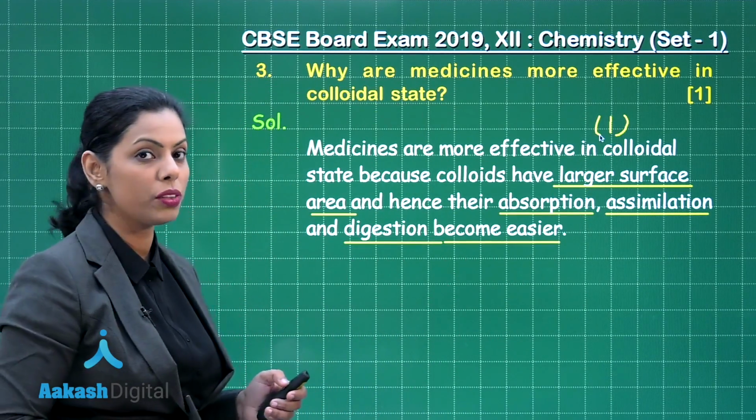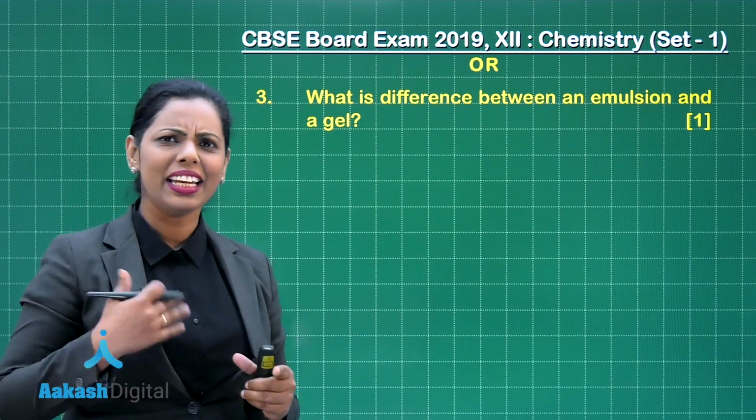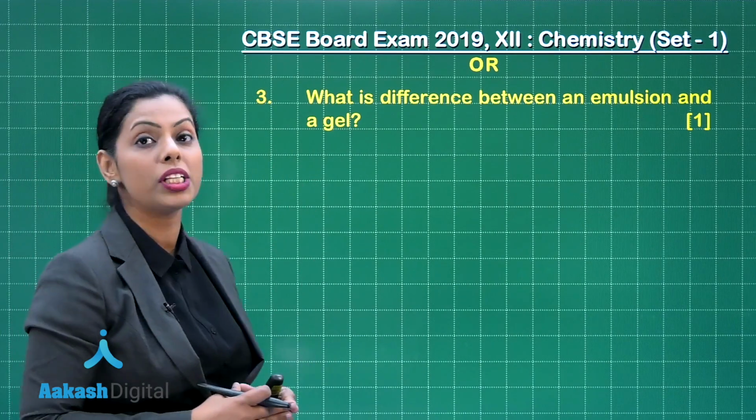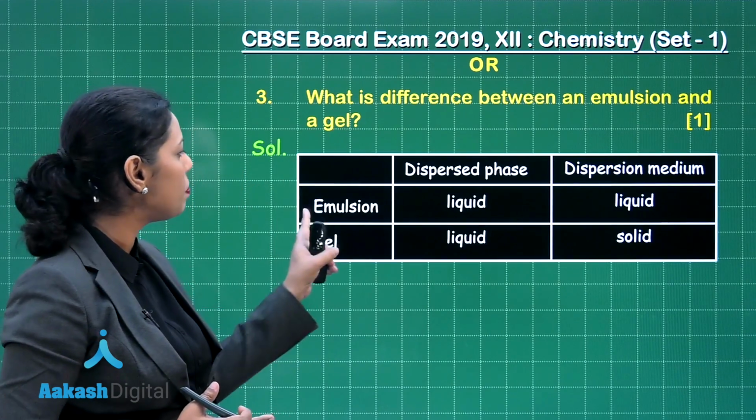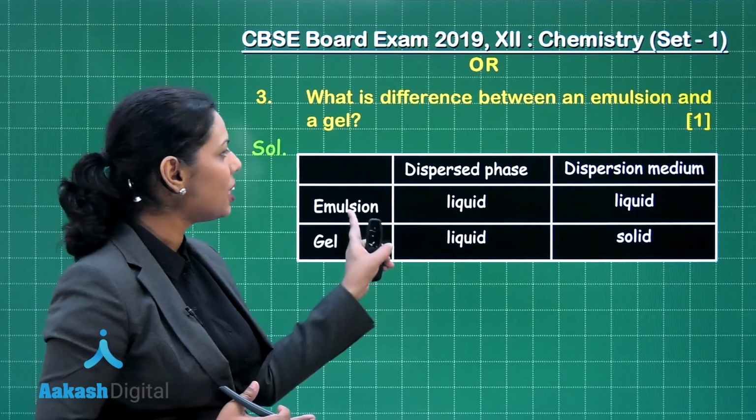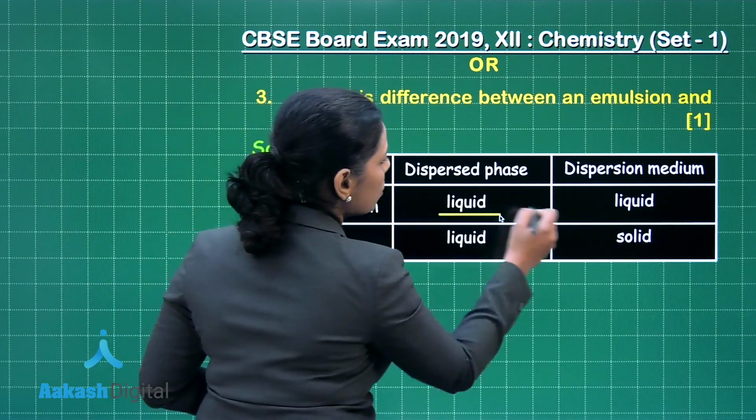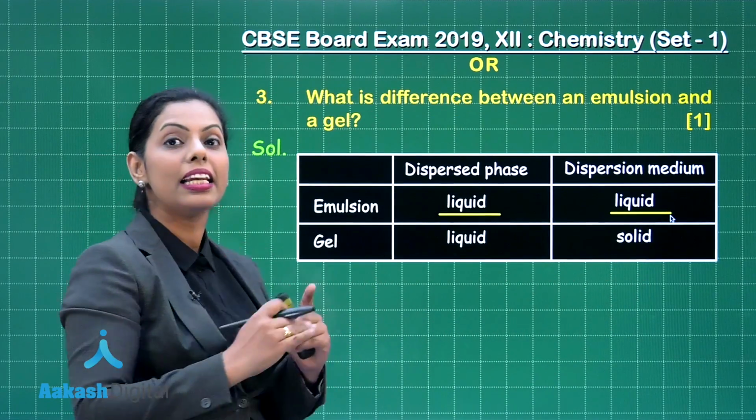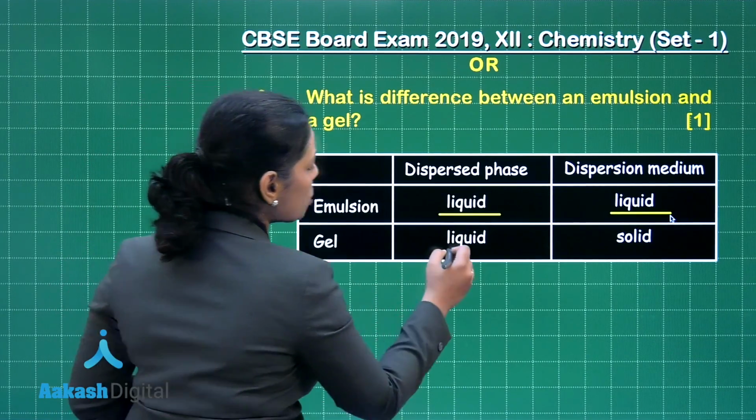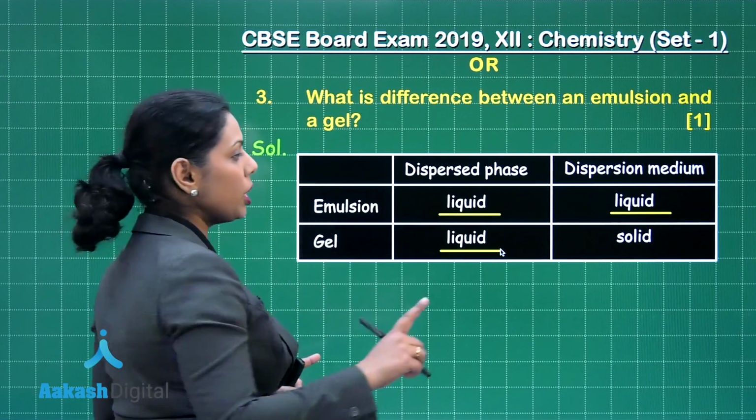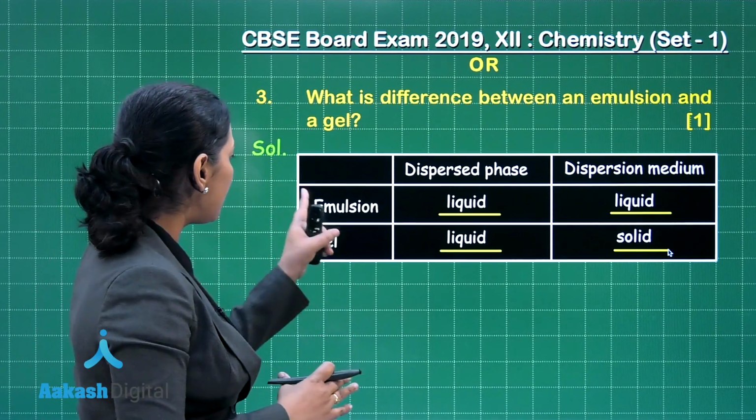Now, there is another choice for that. Let's take that also. What is the difference between an emulsion and a gel? Again, a question from surface chemistry, and you have to differentiate these 2 types of colloids, emulsion and gel. You can answer it in this manner. In case of emulsion, the dispersed phase is liquid as well as the dispersion medium is also liquid. It means emulsion is a liquid in liquid type of colloid. While a gel has a liquid dispersed phase and a solid dispersion medium. And this is the main difference between emulsion and gel.